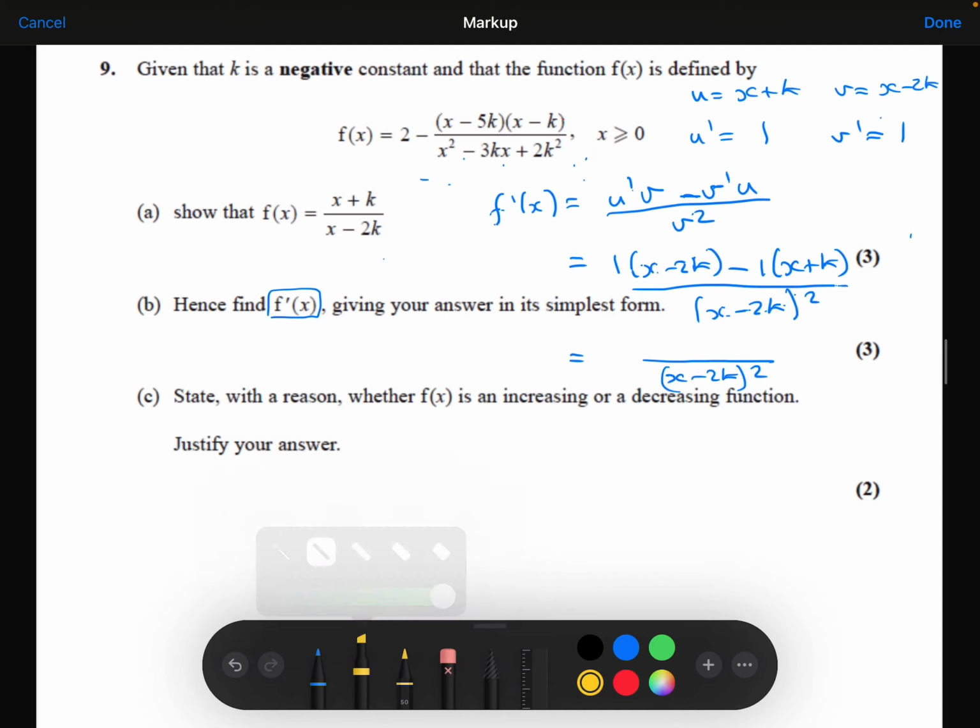Simplifying the numerator, we've got the 1 times x, so we'll have x, we've got the 1 times the minus 2k, we've then got the minus x and the minus k. The x terms cancel out, and so we just get minus 3k over x minus 2k all squared. So that's my answer for part B.